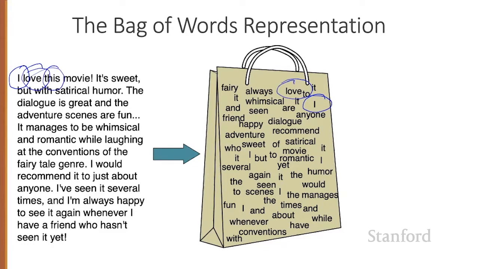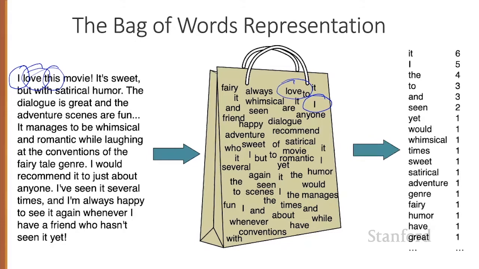And we can think of this bag of words as really just being a list of words and the counts, how many times the word occurs. The word it occurs 6 times in this bag. Here's 1, 2, 3, 4, and so on, 5, 6. The word I occurs 5 times, the word the 4 times, and so on, down to words like humor or have or great, which all occur 1 time.